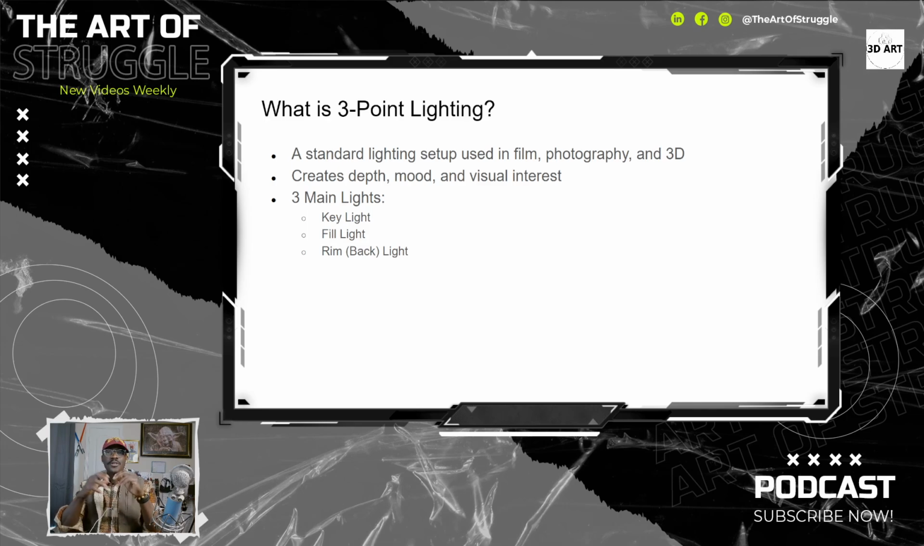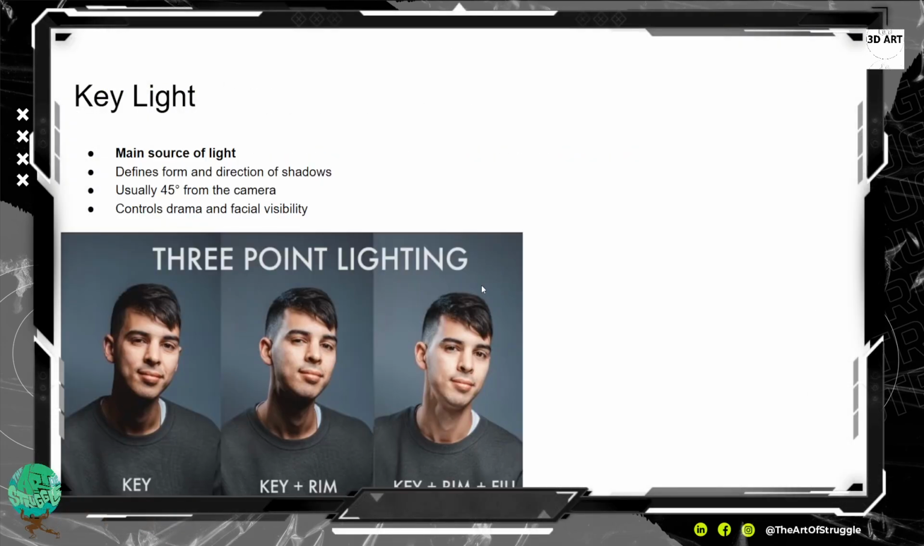So there are three main lights when it comes to 3-point lighting. We're talking about the key light, the fill light, and the rim light, all right? So when we talk about the key light, this is the main source of light. This is what's going to give you most of the information that you're going to get. It's usually about a 45-degree angle from the camera. It controls the drama and the facial visibility, right?